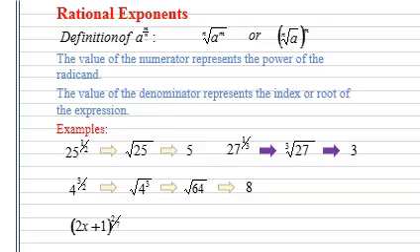Now if we have 2x plus 1 to the power 2 over 7, it's the 7th root of 2x plus 1 squared. Of course, this I can't solve it because we can't simplify inside.